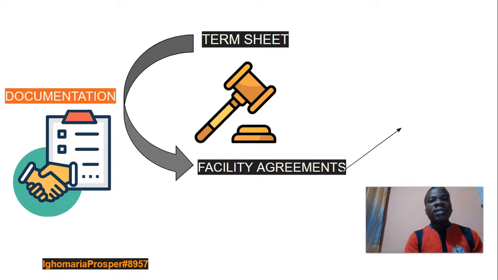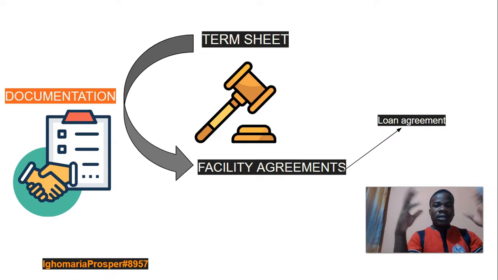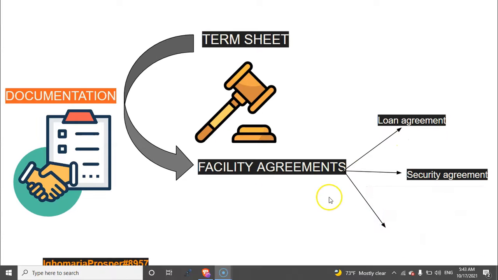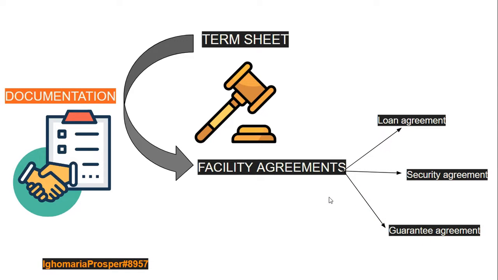So what could be included in the facility agreement? We have things like loan agreements: the structure of the loan, how much, how it's going to be repaid, and all that stuff. We have the security agreements. That is what empowers the lender to either possess or sell off the collateral of the borrower. And then we have guarantor agreements. That is what empowers the lender to go after the guarantor in the case of a default, or hold the guarantor responsible in case of a default.